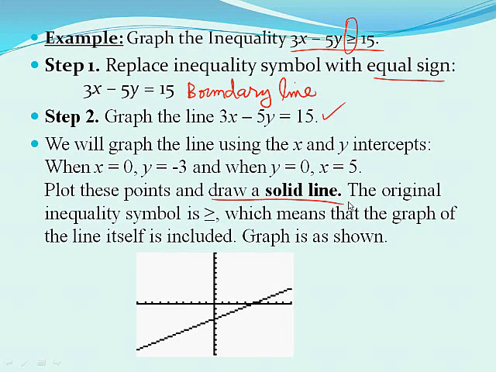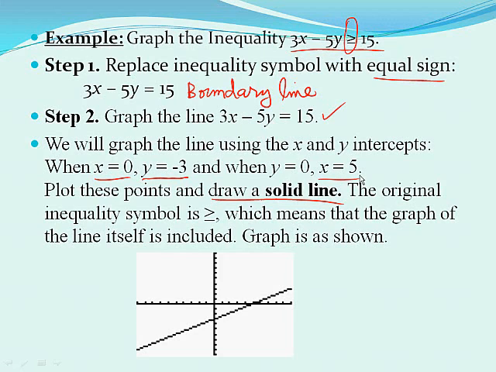We will graph the boundary line by computing 2 points on it. We can conveniently choose the x and y intercepts. When x equal to 0, we have 0 minus 5y equal to 15, so y will be negative 3. If I substitute y equal to 0, I get 3x equal to 15. That tells me that x will be 5.